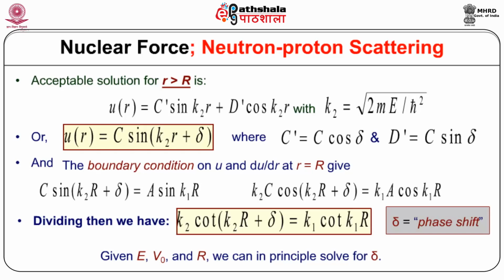So it means when we equate that, then we get these two equations. Now dividing them, we have K2 cot(K2(R plus delta)) is equal to K1 cot(K1R). By dividing them, we obtain a relation between K1 and K2. With the help of this relation, we can find the relation between K2 and K1, where delta is the phase shift. Given E, V0 and R, we can in principle solve for delta.